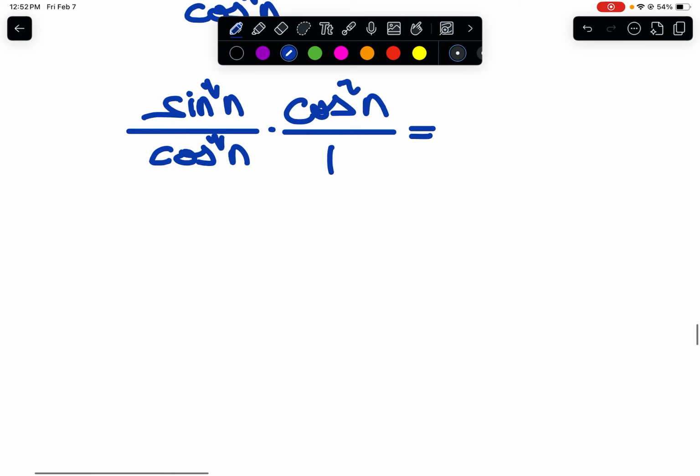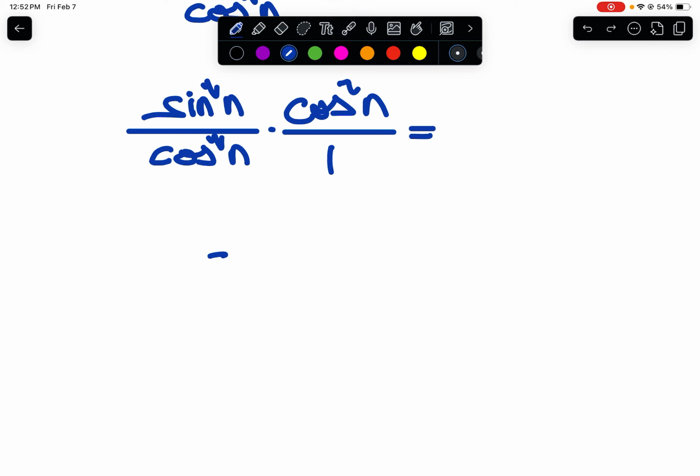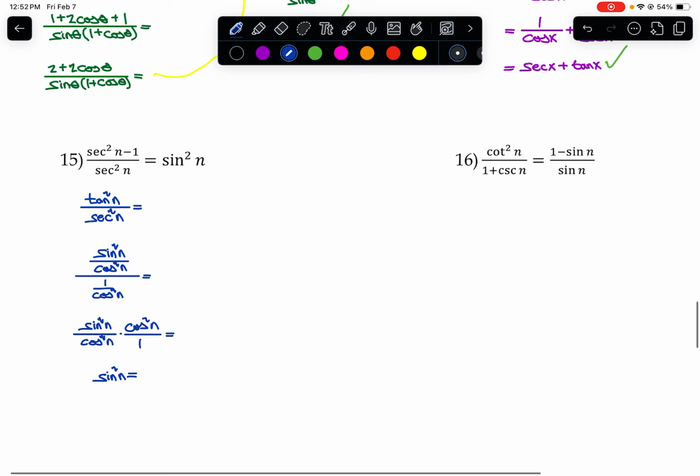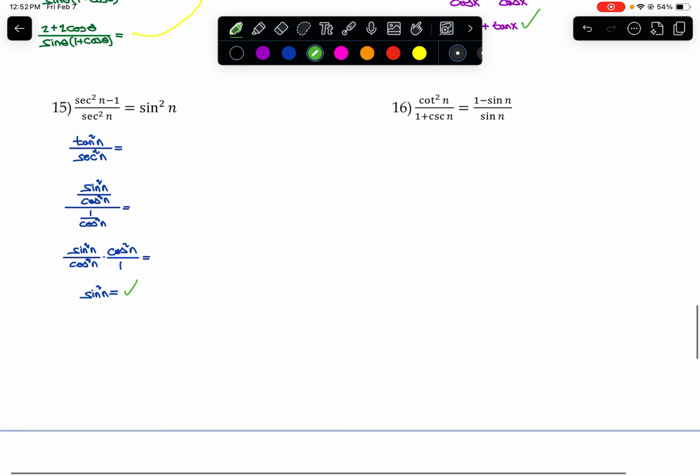So we have our cosine squared n's in the top and bottom, so those are going to simplify. So we're left with sine squared n. Which, does that match the right side? Absolutely. Ta-da.